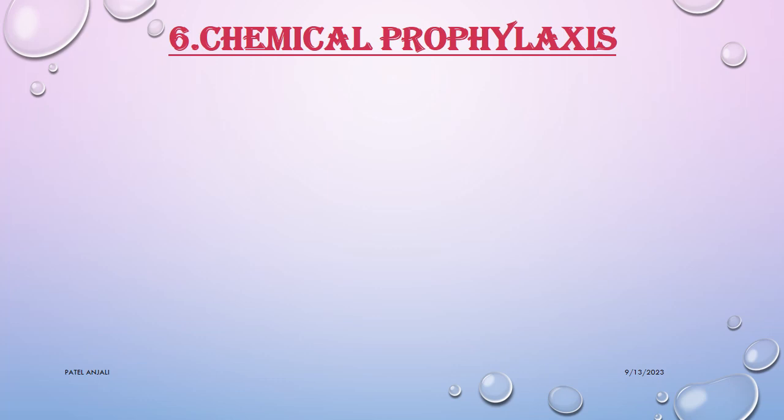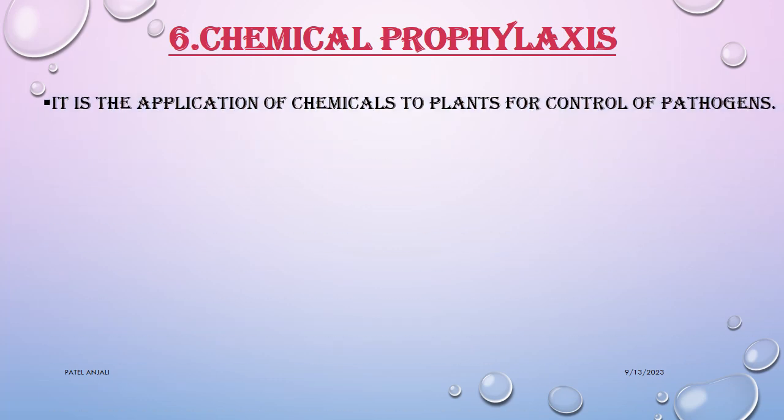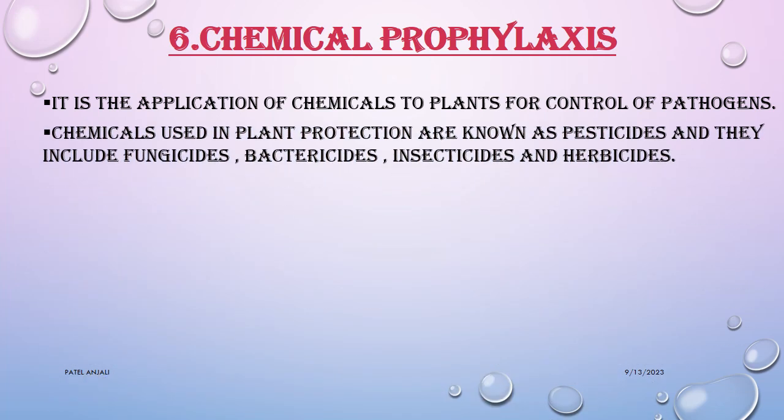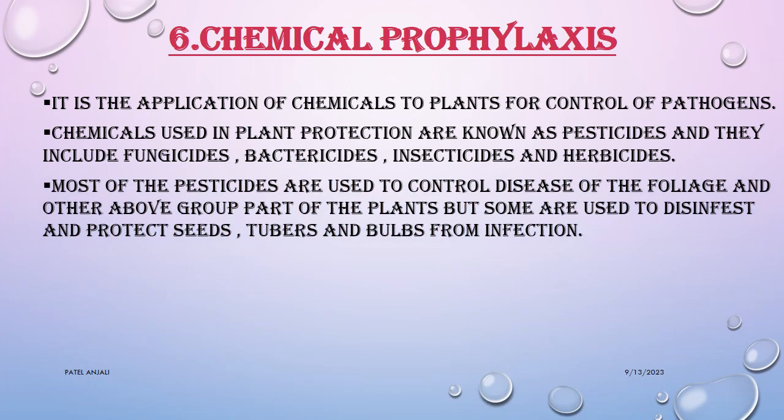Chemical prophylaxis. It is the application of chemicals to plant for control of pathogens. Chemicals used in plant protection are known as pesticides, and they include fungicides, bactericides, insecticides, and herbicides. Most of the pesticides are used to control disease of the foliage and other above ground parts of the plants, but some are used to disinfest and protect seeds, tubers, and bulbs from infection.